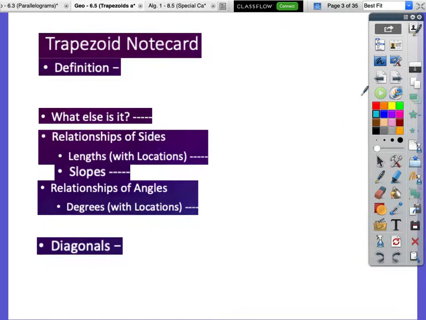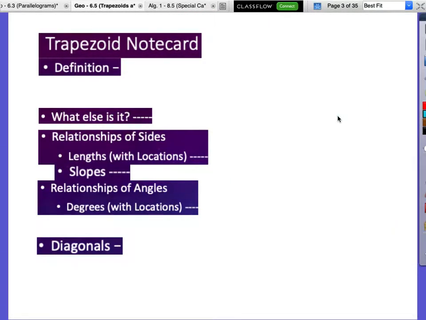Keep going. Trapezoid note card. Let's go to your trapezoid note card.